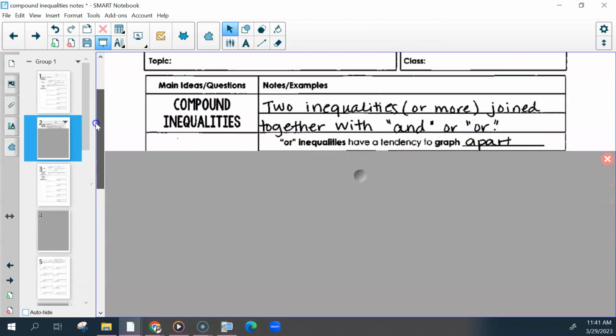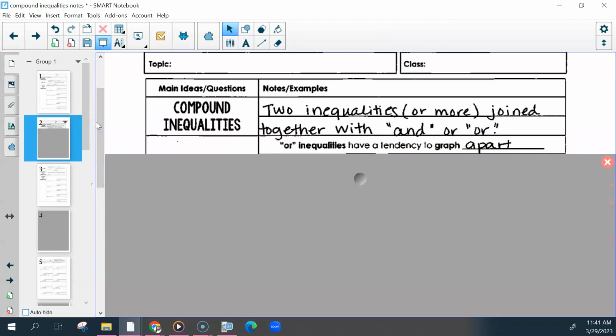I'll let you write down this definition. So the next lesson is on compound inequalities, where, as the name probably suggests, there are two inequalities or more joined together with the words "and" or the word "or." We're just going to talk about one of them today, and then the other, and then something else on Friday. "Or" inequalities have a tendency to graph apart, and we'll talk about what that means here in a moment.